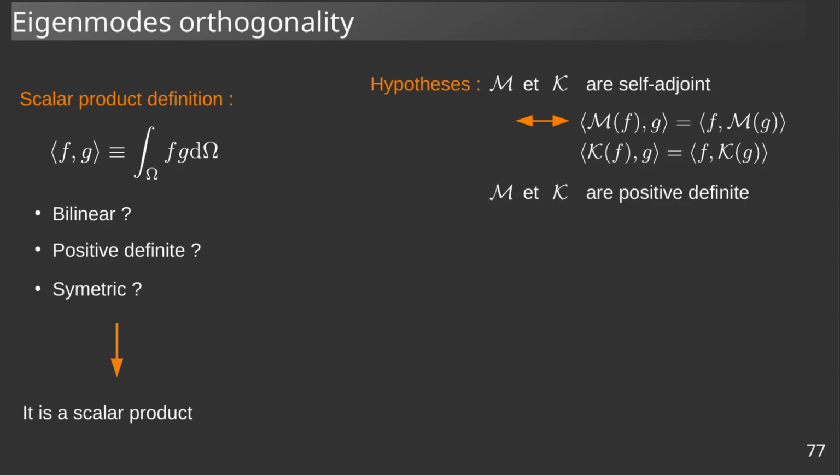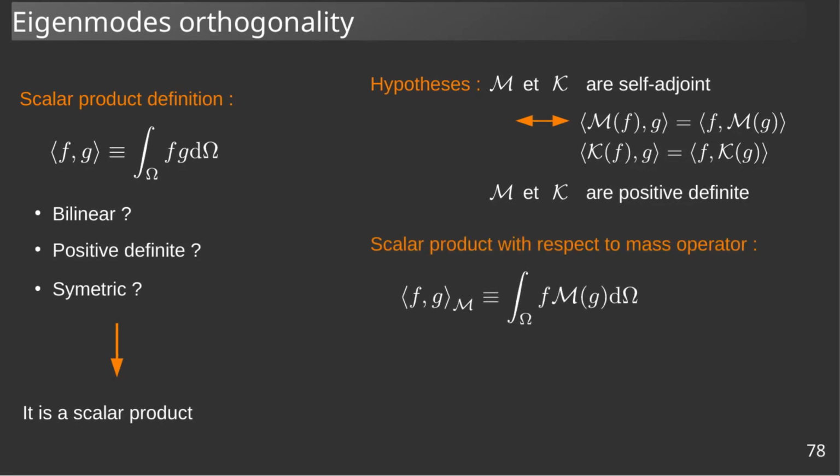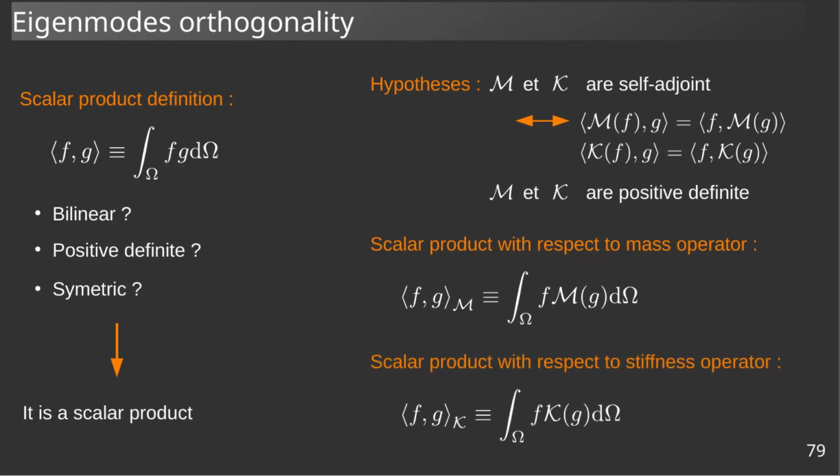Note that for all basic mechanical systems, M and K always verify these assumptions. This may not be the case for some systems in fluid structure interaction, for example. Once these assumptions and verifications are made, we can define a scalar product in the sense of the mass and a scalar product in the sense of the stiffness. We will now show that the modes form an orthogonal basis.